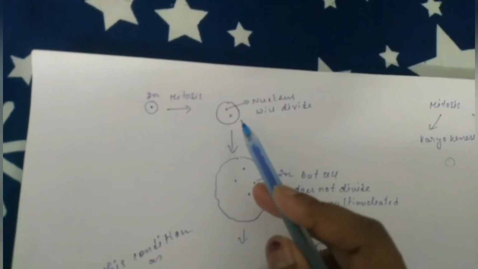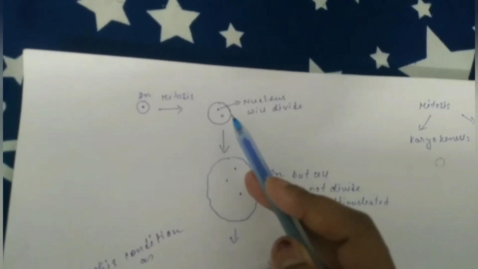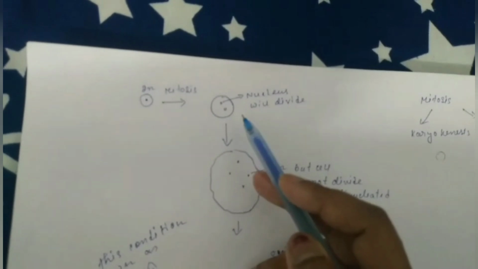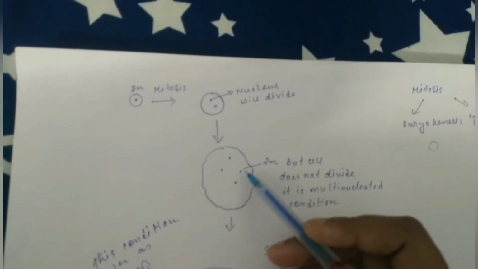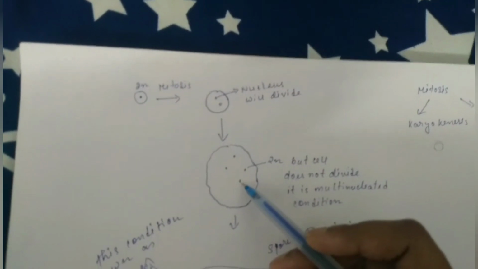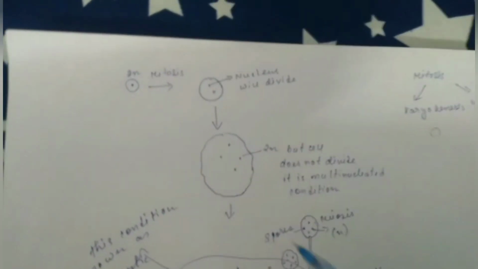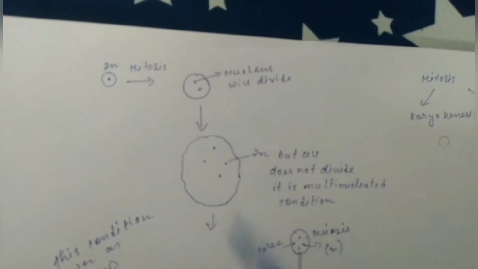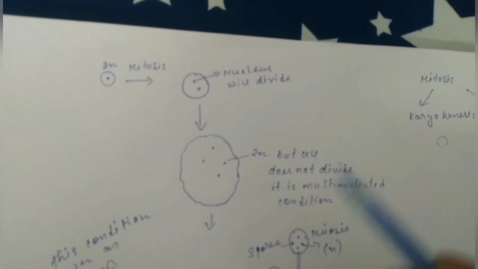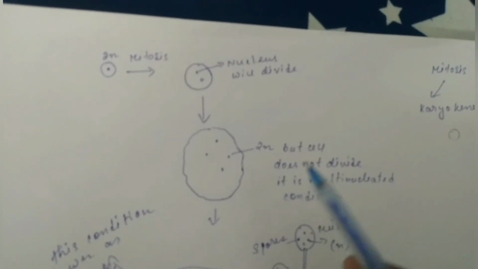This 2N cell will divide, the nucleus will divide, and it will form another 2N cell. In this way the cell will divide again and again, forming 2N cells. The nucleus will divide rapidly, but the cell does not divide.